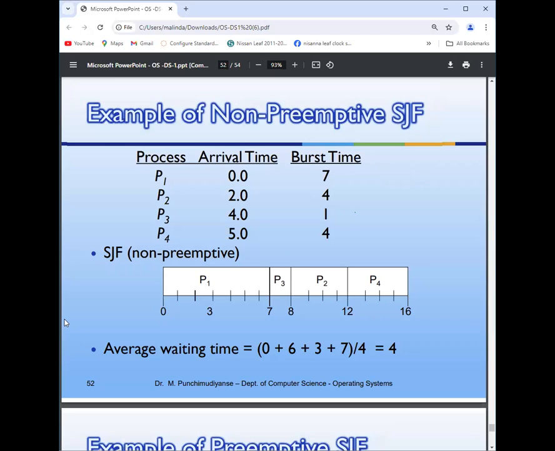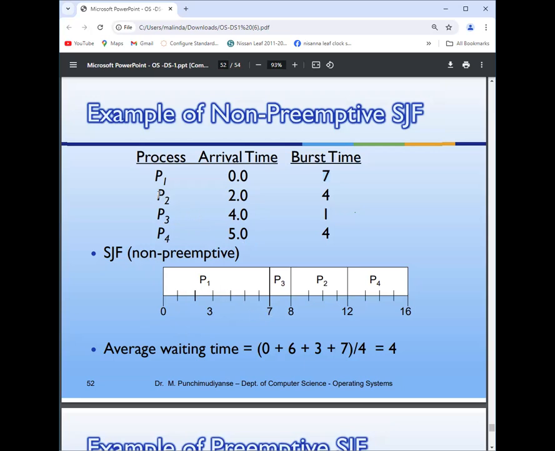So let's go and draw this. First we think about the first process in the queue. P1 came at time 0 and it needs 7 milliseconds. Since this is non-preemptive, once P1 is given the CPU at 0, it will finish at 7 milliseconds. Until then, no matter when shorter jobs come, we are not worried about it. So after 7 milliseconds, P1 finishes.